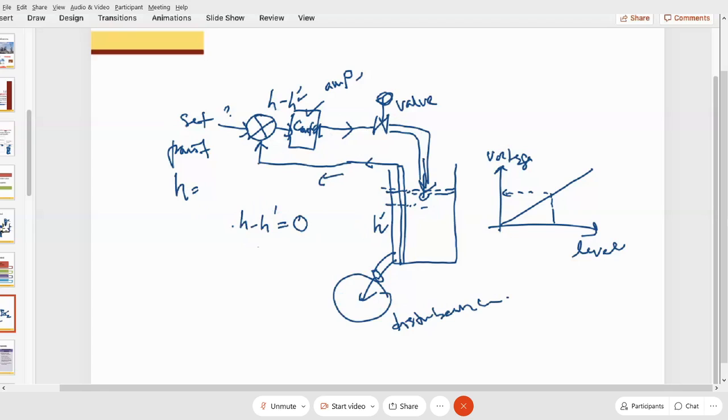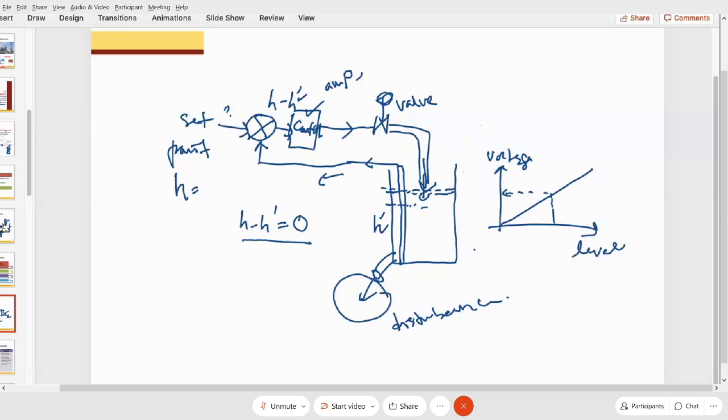So H is your set point, H prime is the current level. So when H minus H prime equals 0, meaning that there is no control action here, meaning that your valve will be closed. Okay. So this is how we can convert the manual system into an automatic control system.